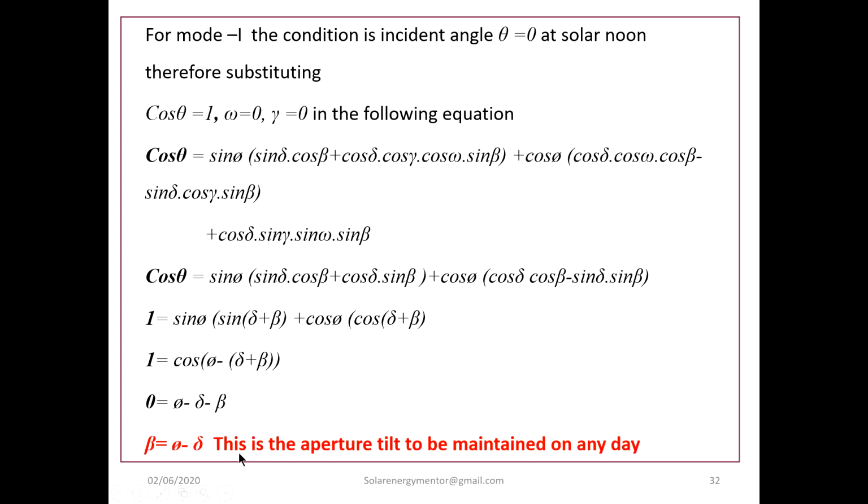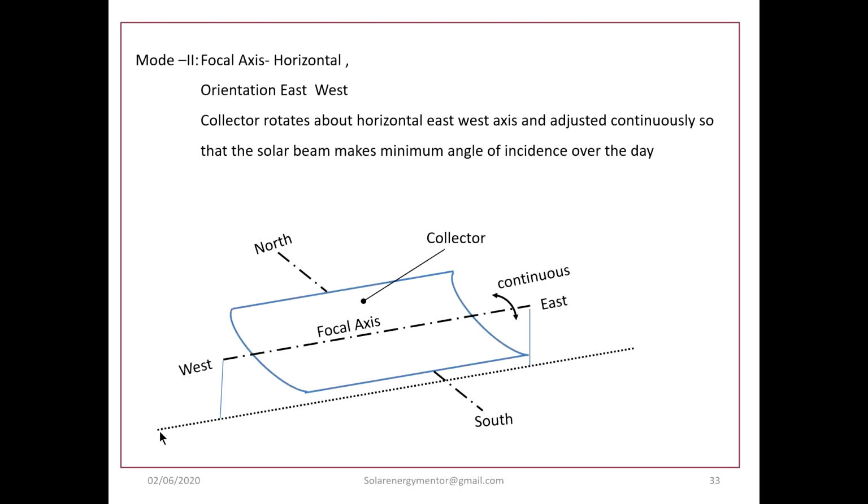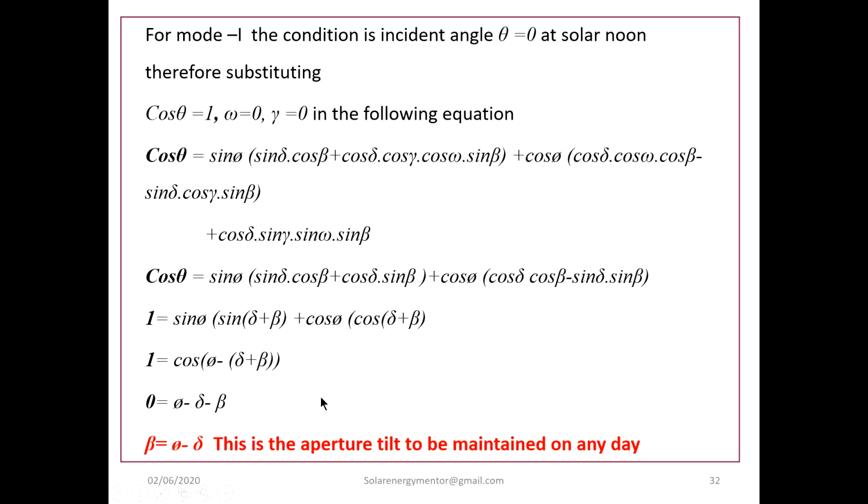So what is beta? Beta is the aperture tilt to be maintained on any day. So this gives the guideline about what should be the tilt of the aperture on any day. This is for mode 1. So this is the analysis of mode 1.